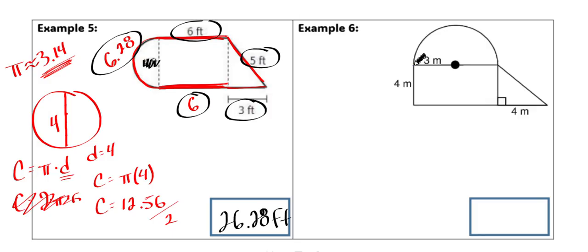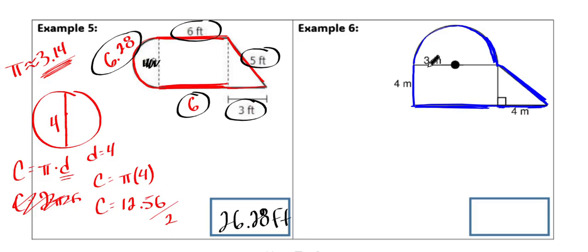Last one, I'm going to highlight the outside of the shape. So I have some sides that I have to find here. I got to find the bottom of this rectangle. I have to find the missing side in this right triangle. And I have to find the top part of this circle, the top half of that circle.